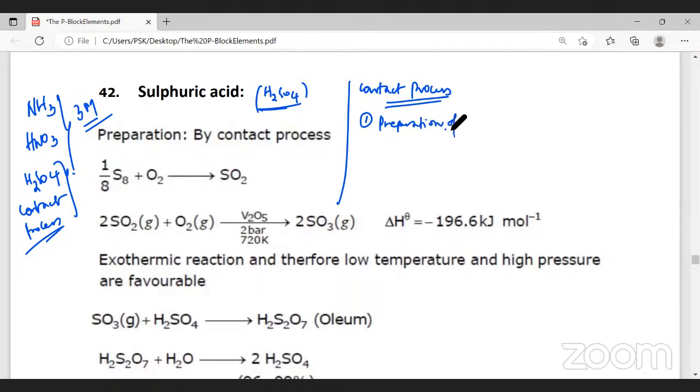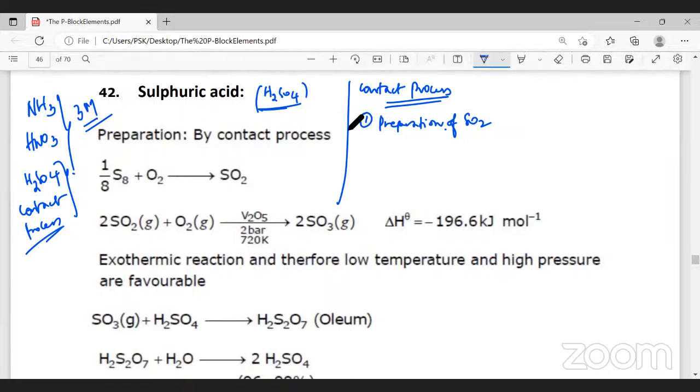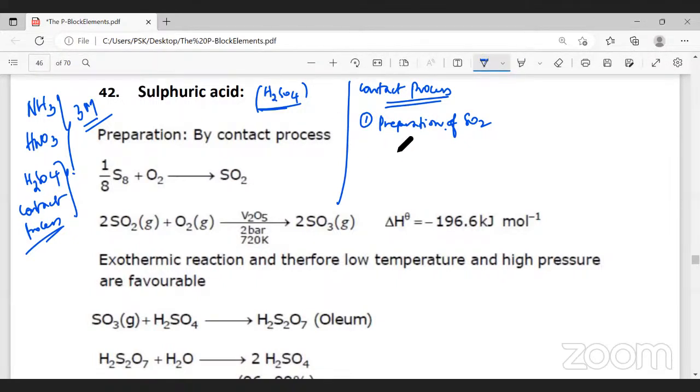Preparation of sulfur dioxide. Now, how can we prepare sulfur dioxide? We have learned in the previous topic that sulfur dioxide can be prepared by heating sulfur. Sulfur exists as S8. By burning sulfur, we can prepare sulfur dioxide.